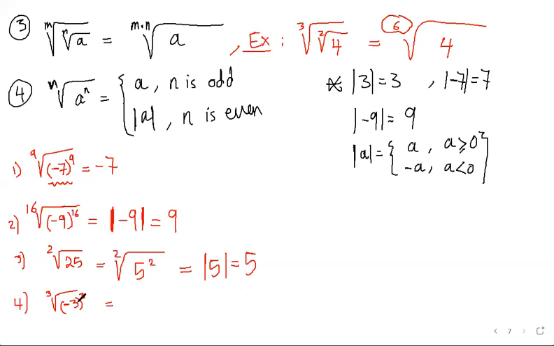Who will do the last one? It is, what's the number here? It is negative 3. The number is odd. So odd, keep whatever it is here, keep it. So it'd be like -3.